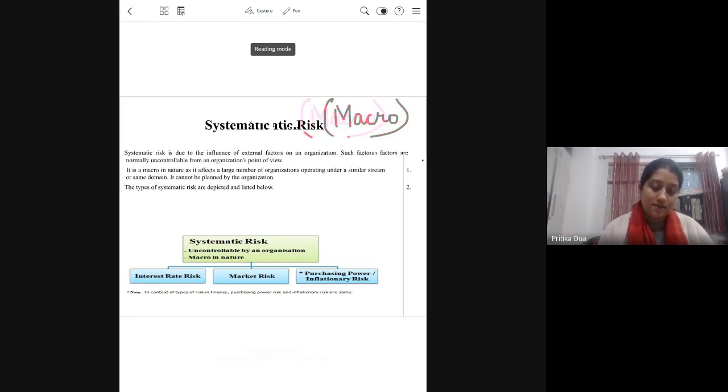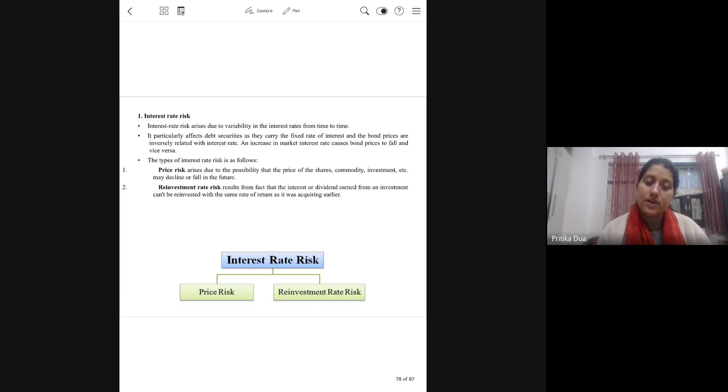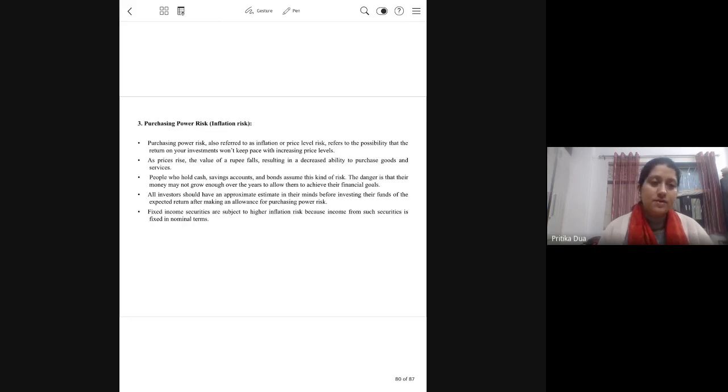So systematic risk is macro level risk. Market risk is one type of systematic risk. One is interest rate risk, which is due to variations in the interest rate. Market risk is the fluctuations that take place in the market, again beyond the control of a single company. So today if the market is on the downside, then there is no single company which is responsible, or there's no single company that can control this movement in the market. Inflation, as I've already told you.